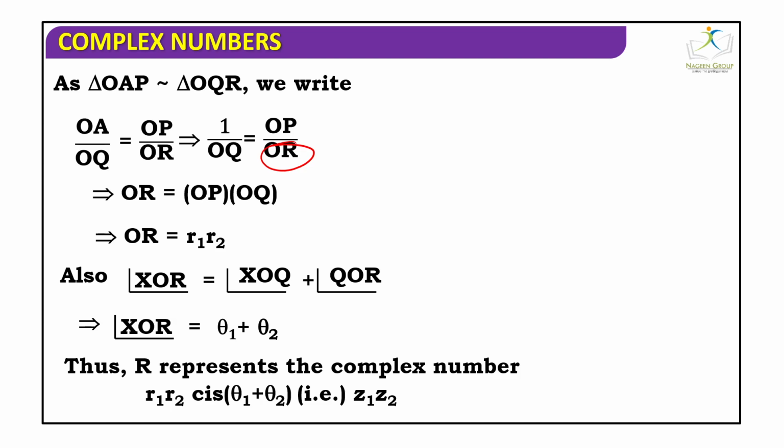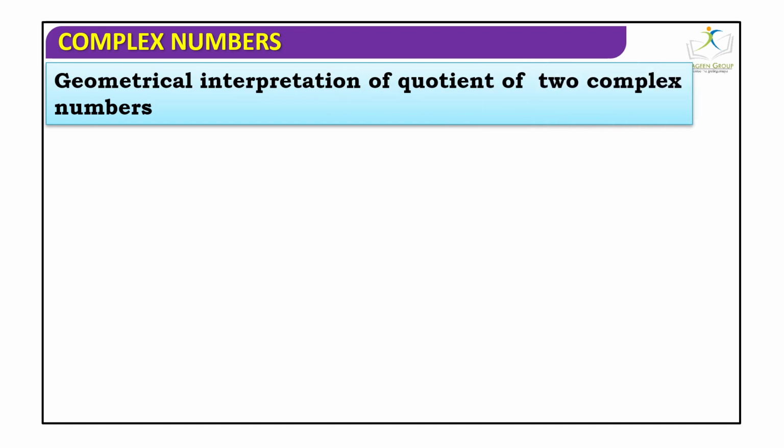What is R representing? R1 R2 cis (theta 1 plus theta 2), right? Now, the geometrical interpretation of the quotient of two complex numbers.